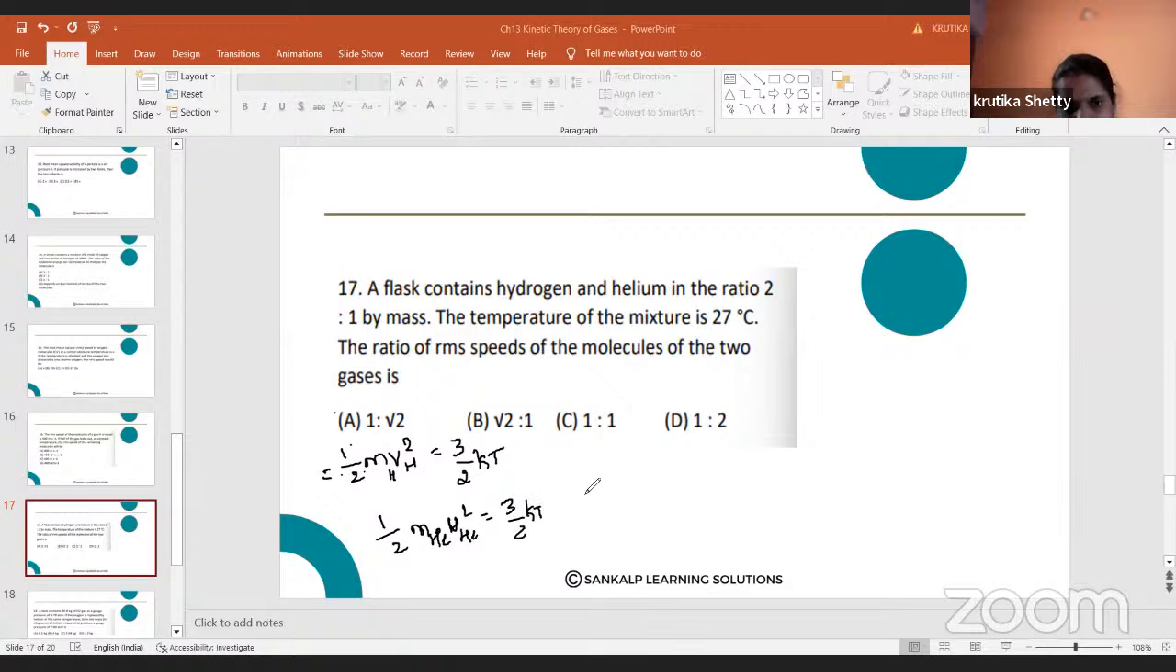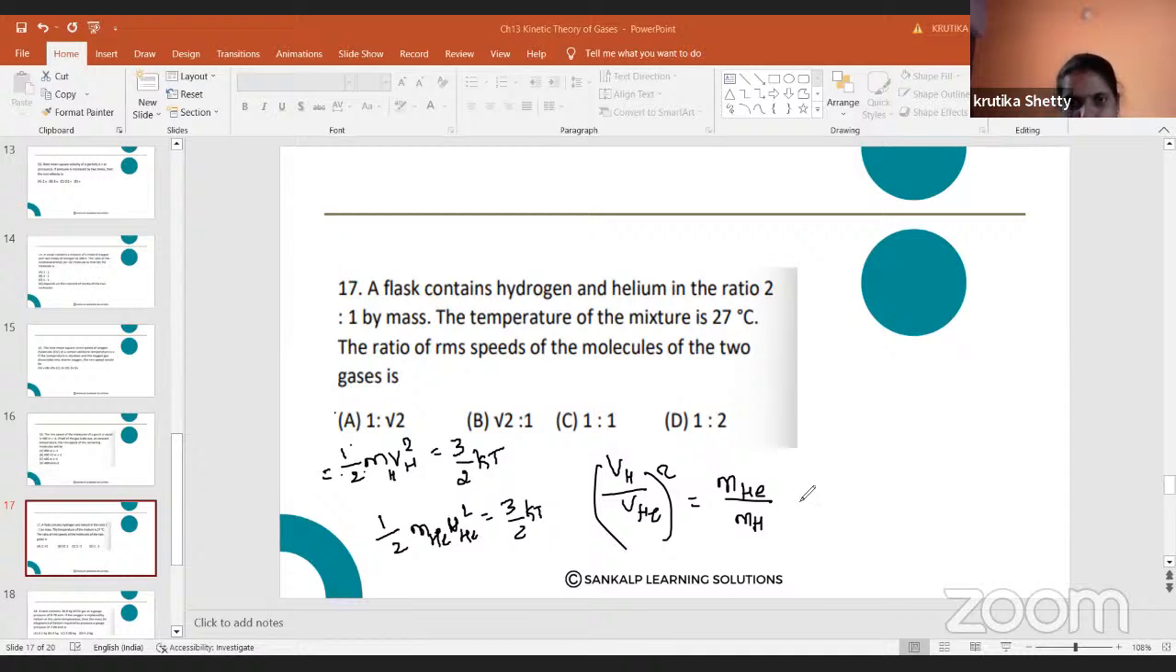So if I take the ratio here, that 1/2 will get cancelled. So we are left with only vH upon vHe whole square, which is equal to mHe upon mH. See, 3/2 kT, half everything will get cancelled. We are left with only the mv term. So here vH upon vHe whole square is equal to mHe upon mH, because it is inversely proportional, right? Option C. All are getting option C only.